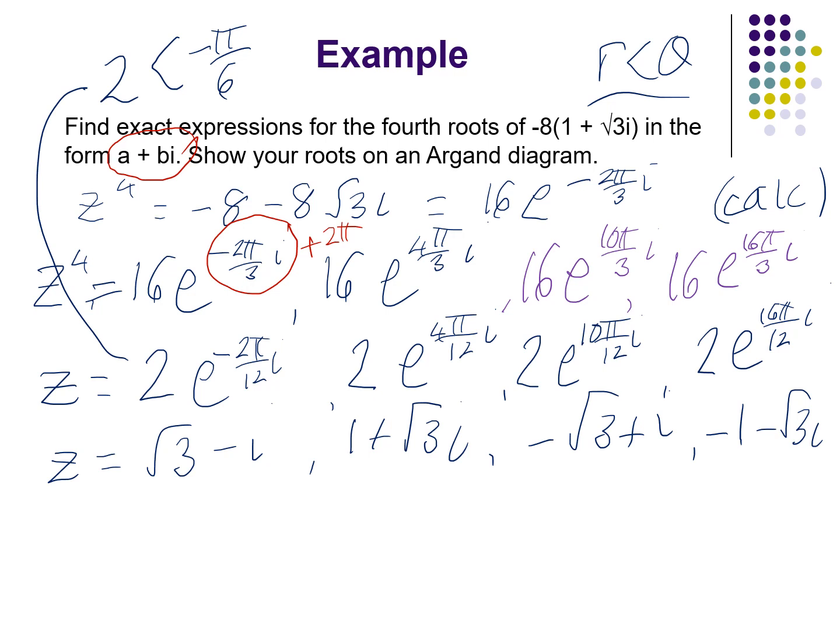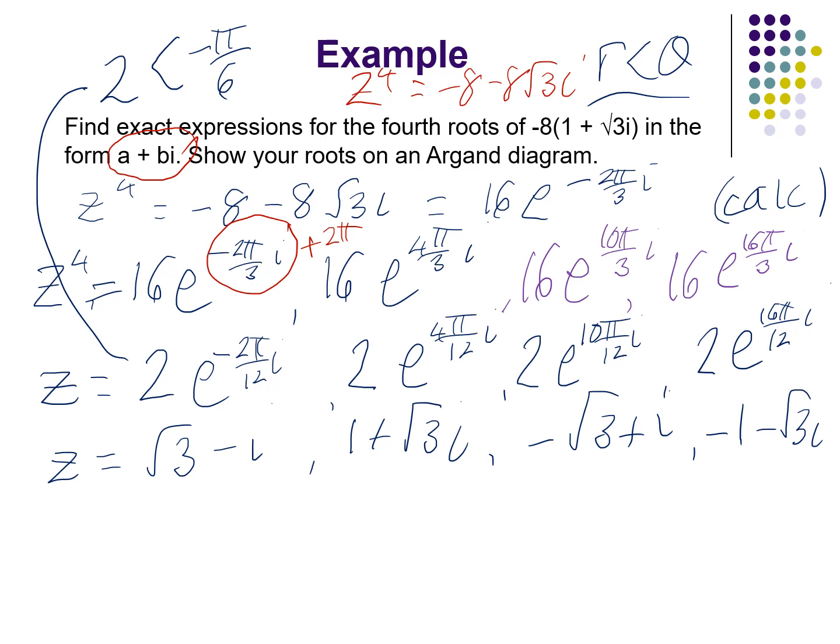Okay, we don't have conjugate pairs. Why don't we have conjugate pairs? Because the original equation we are solving is z to the 4 equals -8 root 3i, and that has complex numbers as coefficients, so we're not expecting conjugate pairs.